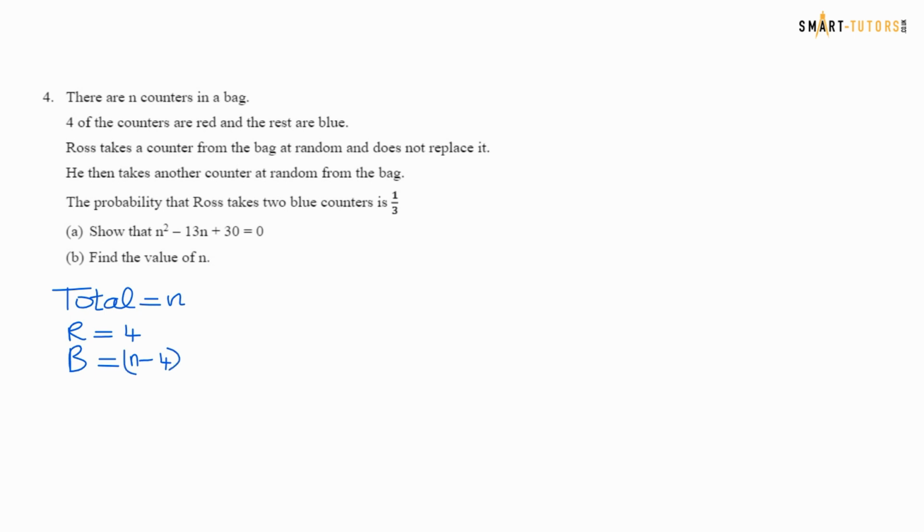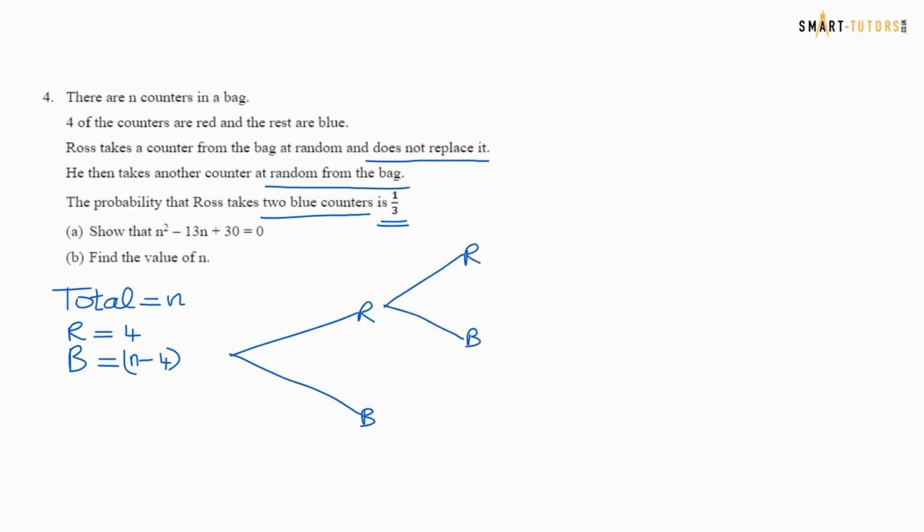Rose takes a counter from the bag at random and does not replace it. He then takes another counter at random from the bag. The probability of Rose taking 2 blue counters is 1 upon 3. So let's look at the tree diagram. So this is going to be red and blue, and red and blue, and red and blue.